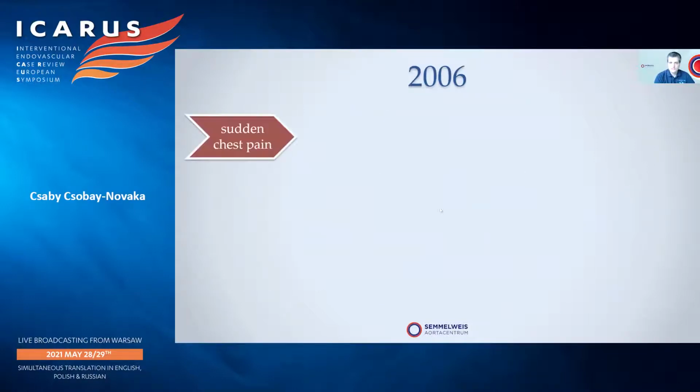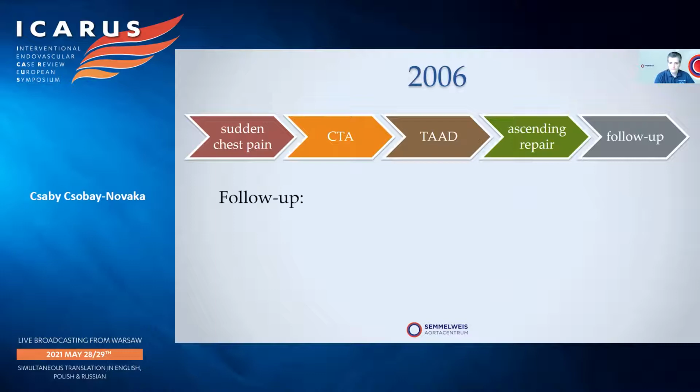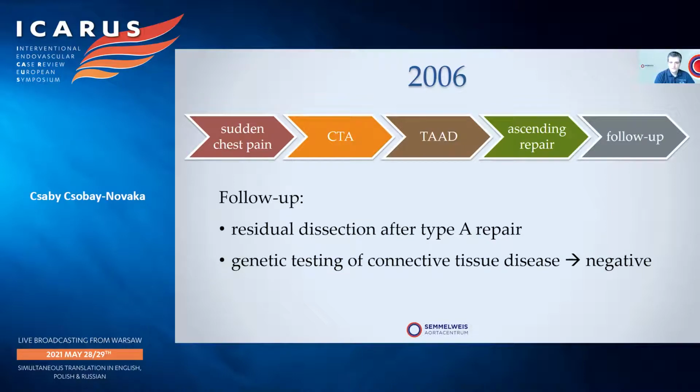In 2006, she felt a sudden chest pain. CTA was performed, which confirmed type A aortic dissection. So she underwent an urgent ascending repair. And during the follow-up, we continued to see an enlargement of the residual type A dissection. We did a genetic testing for connective tissue disease due to the early onset of aortic dissection, but it was negative, but the aorta continued to dilate.